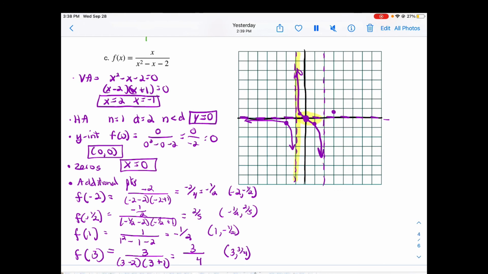And then my last curve starts at an asymptote, goes through the point, and then approaches the next asymptote. There you go. I like that one.